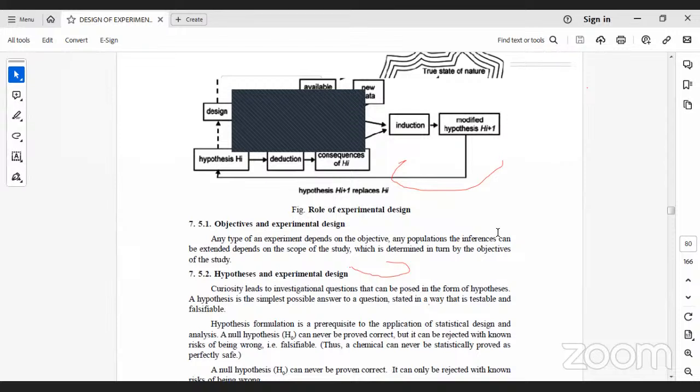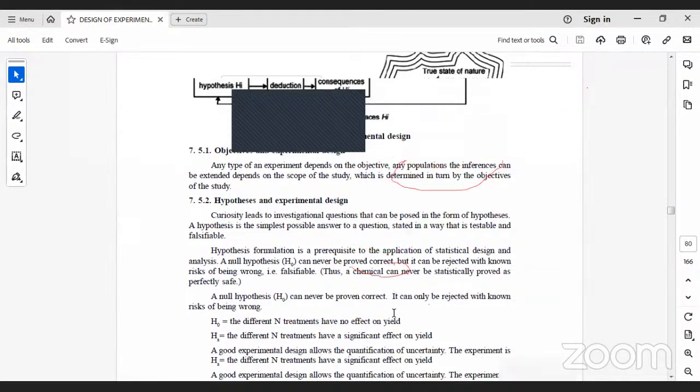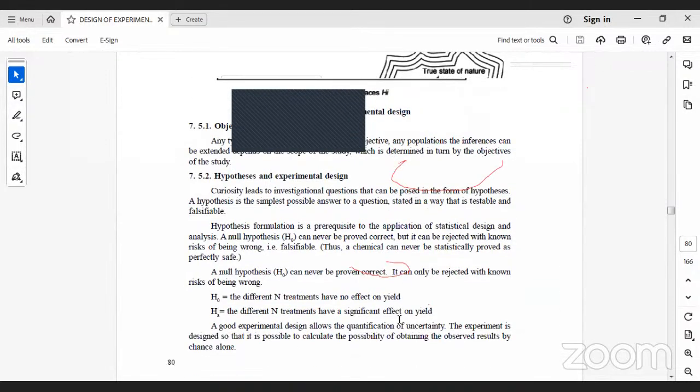Curiosity leads to investigational questions that can be posed in the form of a hypothesis. A hypothesis is the simplest possible answer to a question, stated in a way that it is testable and falsifiable. Hypothesis formulation is a prerequisite to the application of statistical design and analysis. A null hypothesis can never be proven correct, but it can be rejected with no risk of being wrong. Falsifiable: a chemical can never be satisfactorily proved as perfectly safe.